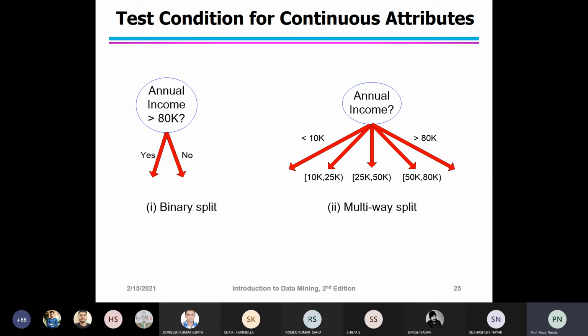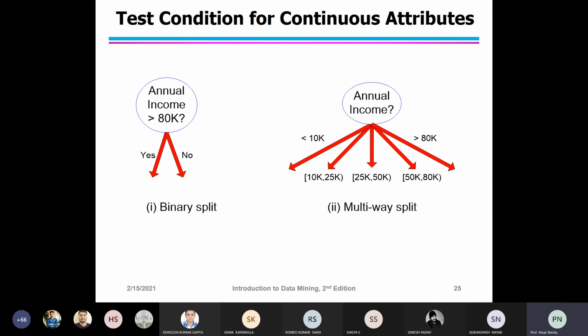Suppose you have a range from 10k to 25k, if the annual income is within that range. Whenever a range is given, it can either be a comparison test or be considered as a range. So this figure shows the difference between the binary split and the multi-way split.